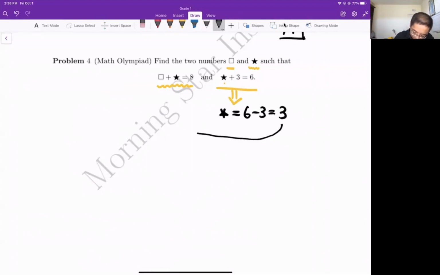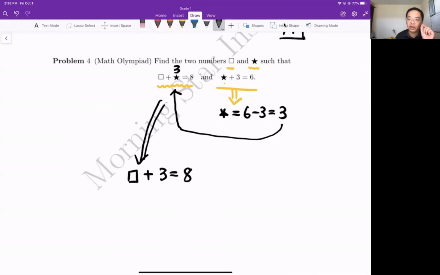And then we can replace the star with 3, because we already found out the star represents the number 3. So from here we get the square plus 3 equals 8. And this tells us the square equals 8 minus 3, which is 5. Okay, then the star is 3 and the square is 5.